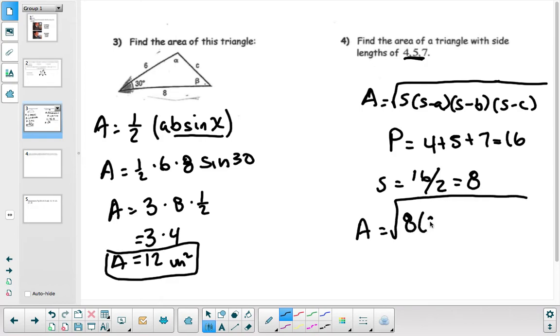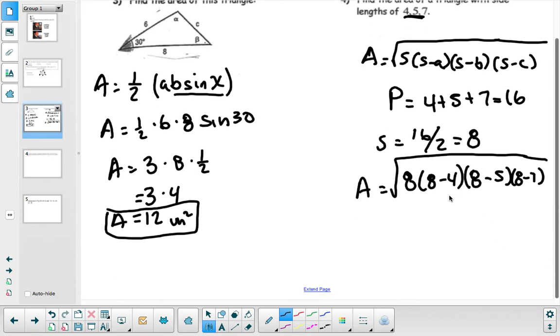So 8 minus A is 4. It doesn't actually matter what you call A, B, and C. It should all work out in the end. From here it's just simplifying. So 8 minus 4 is 4, 3, and 1.